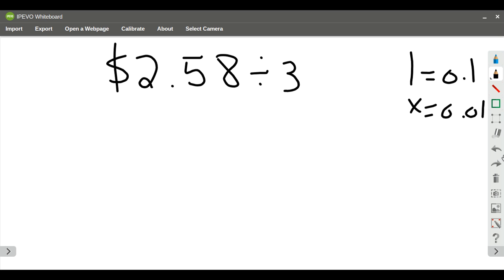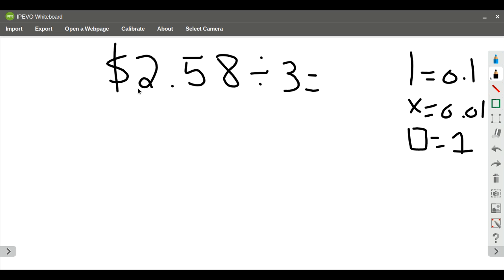Okay. So the first thing I'm going to do is look and see, do I have a whole number? Is 2 larger than 3 or smaller than 3? It's smaller than 3. So when I look at this, my answer is going to be less than 1. The quotient is going to be less than 1 because my dividend is smaller than my divisor. So my answer is going to be less than 1. I don't have a whole value here. I'm not going to use my whole value place block.